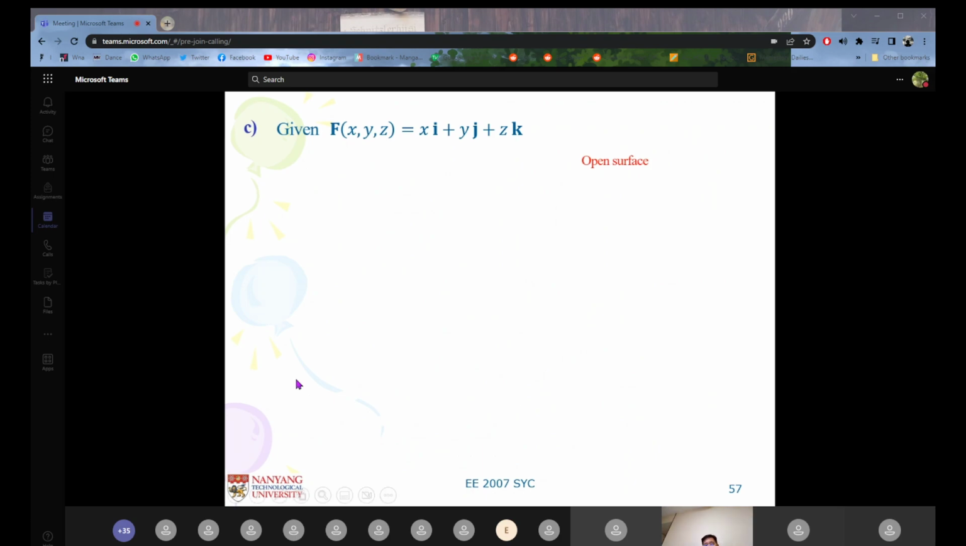Okay, this one again is the open surface, right? This is a nice vector field. Okay, so the flux is the integration of this one here over the open surface.